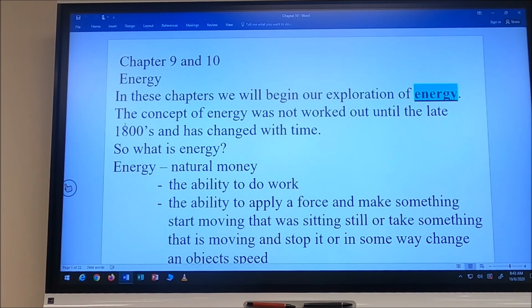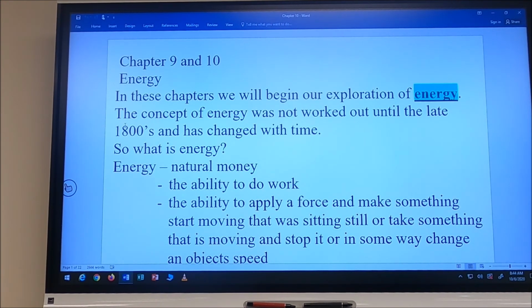The concept's been around since the late 1800s. Energy is one of those slippery topics in that I can show you a baseball. I can show you matter. I can't hold energy in my hand per se and say, look at the pretty energy. We see energy in its effects. So when we talk about energy, we can call energy natural money. It's the ability to do work.